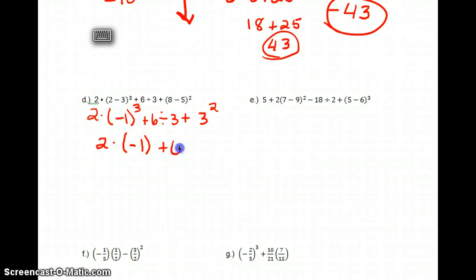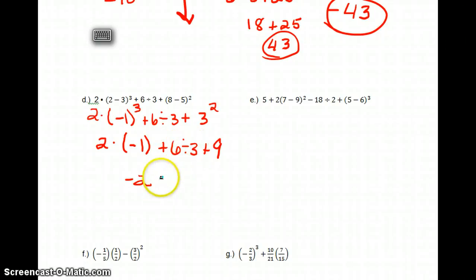Now I'm going to bring down the 6, divide by 3 because I am not ready to do it, and then lastly I have 3 squared, which is 9. My next step is multiply or divide from left to right. So 2 times -1 is -2. Now I have some division that I can do.